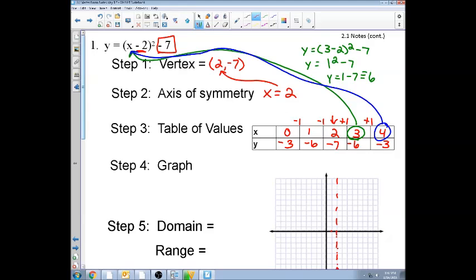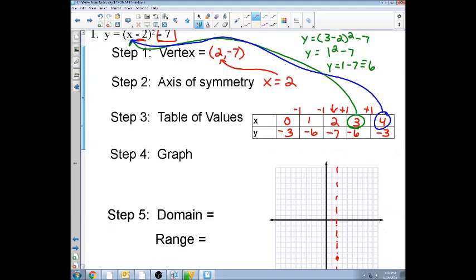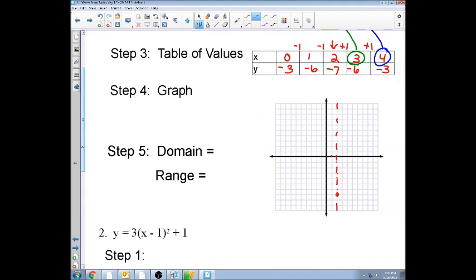So we are good at this point. From here, what I want to do is take my table of values and graph it. We already have our point (2, -7). I want to use (3, -6). Well, here is 3. Negative 6 would be right there.